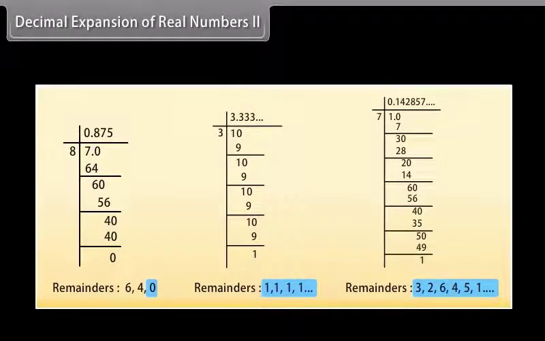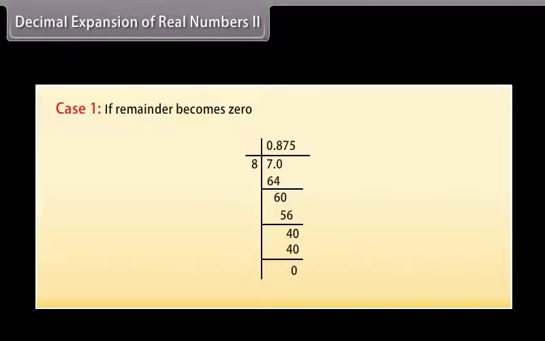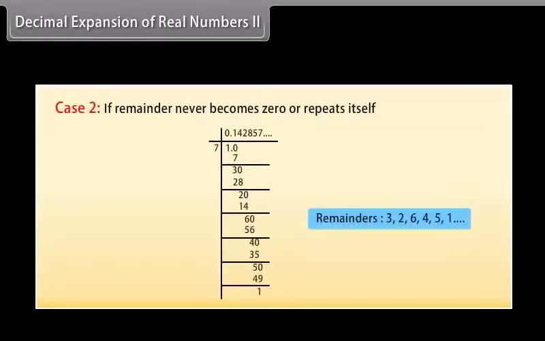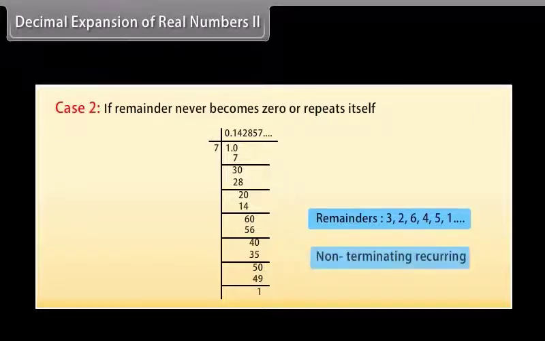Let us go through these cases one by one. Case 1 is, if the remainder becomes 0, then the decimal expansion ends after a finite number of steps. The decimal expansion of such numbers is terminating. Case 2 is, if the remainder never becomes 0 but repeats itself, then the decimal expansion of such numbers is non-terminating recurring.